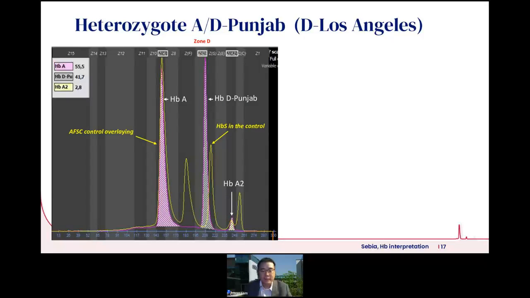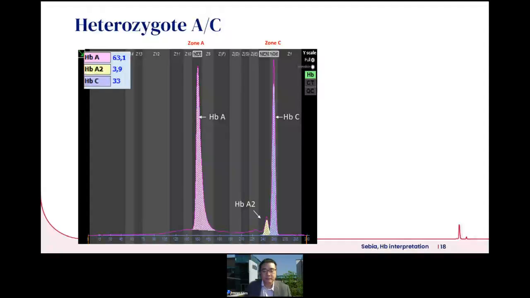This is an example of the heterozygous hemoglobin D. Although its position is rather near to the sickle cell, it occupies a different zone. In this example, it is overlaid with the control hemoglobin so that you know the different positions of D and S. This is an example of heterozygous hemoglobin C. Characteristically, the variant hemoglobin is always on a lower percentage than hemoglobin A as well.